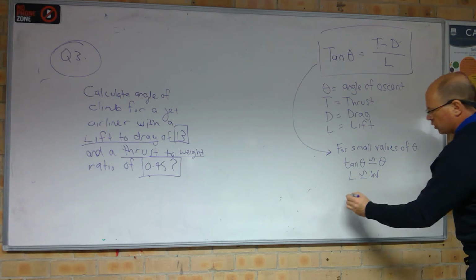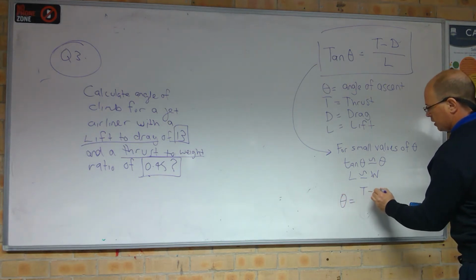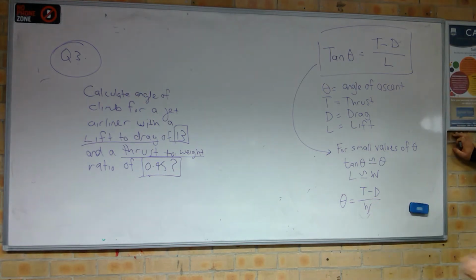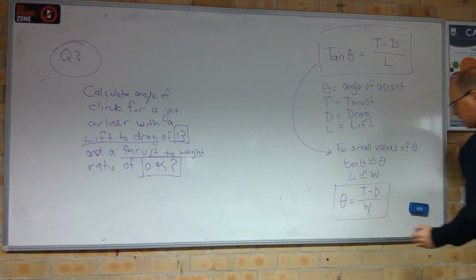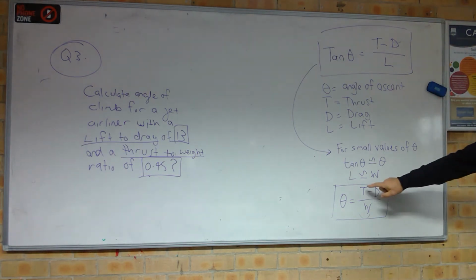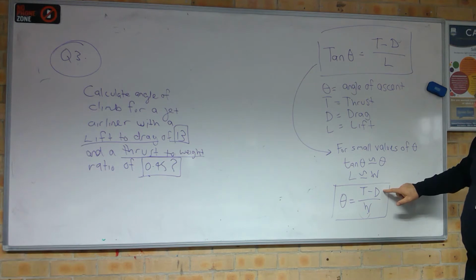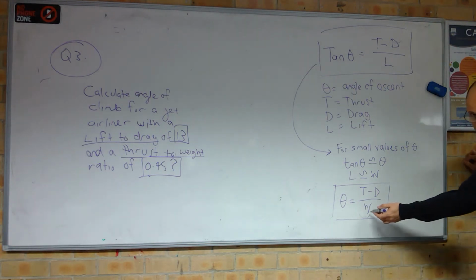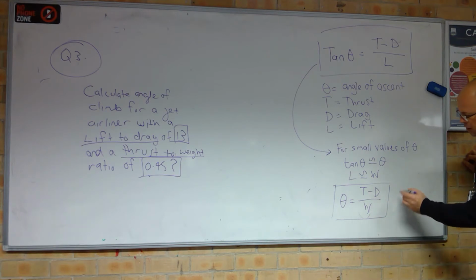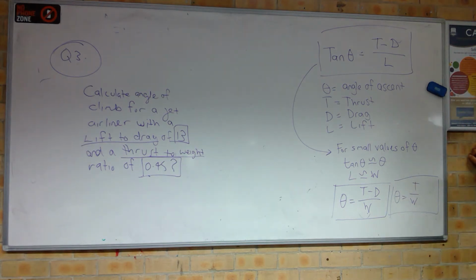When we get to that, we can write a new equation, which is theta equals T minus D over weight, okay? So that's handy. And then we could also write it, because we've now got the thrust to weight, which is what we wanted, but we don't have a drag to lift. But you know that you can substitute a lift or a weight in the bottom here. So you can rewrite the equation as theta equals thrust over weight, so that's our thrust weight ratio, minus drag over lift, okay? Because those two are approximately equal, for small values of theta. So that's another equation that you can derive from this main equation.